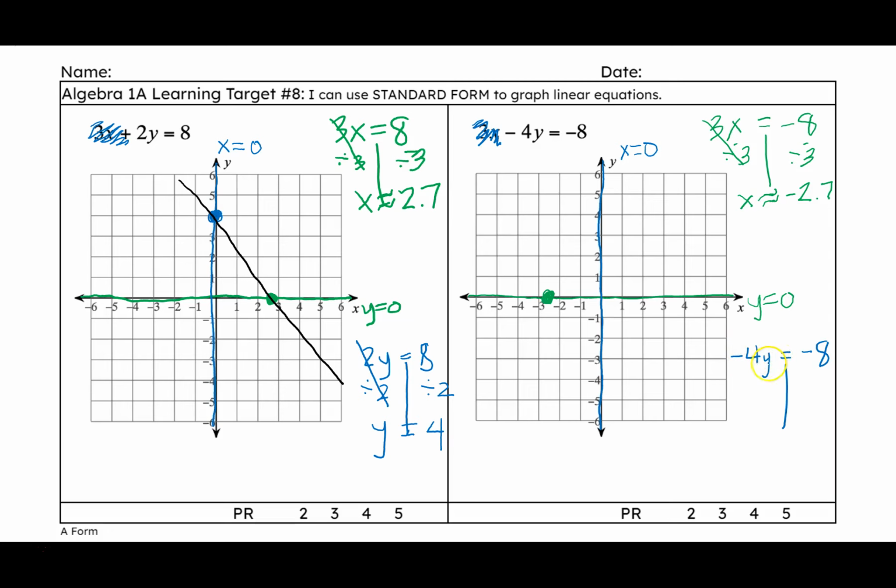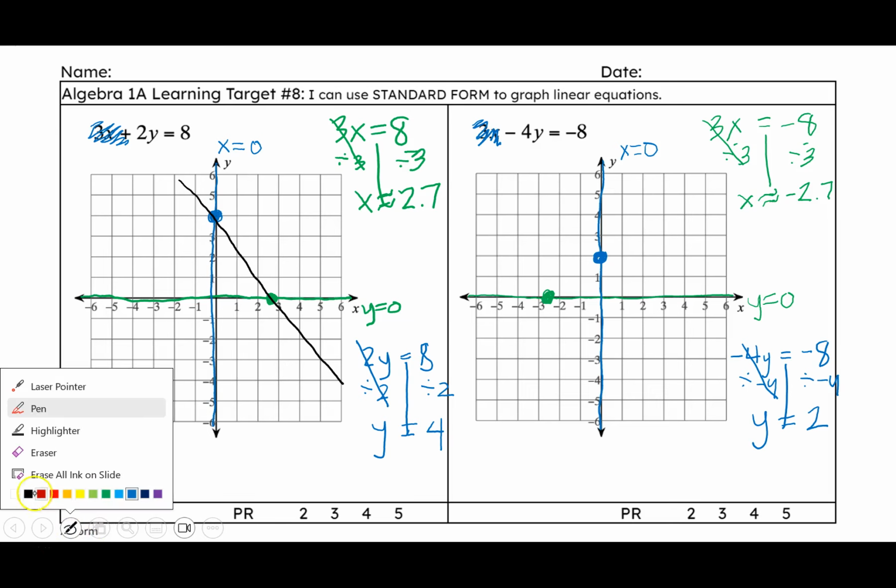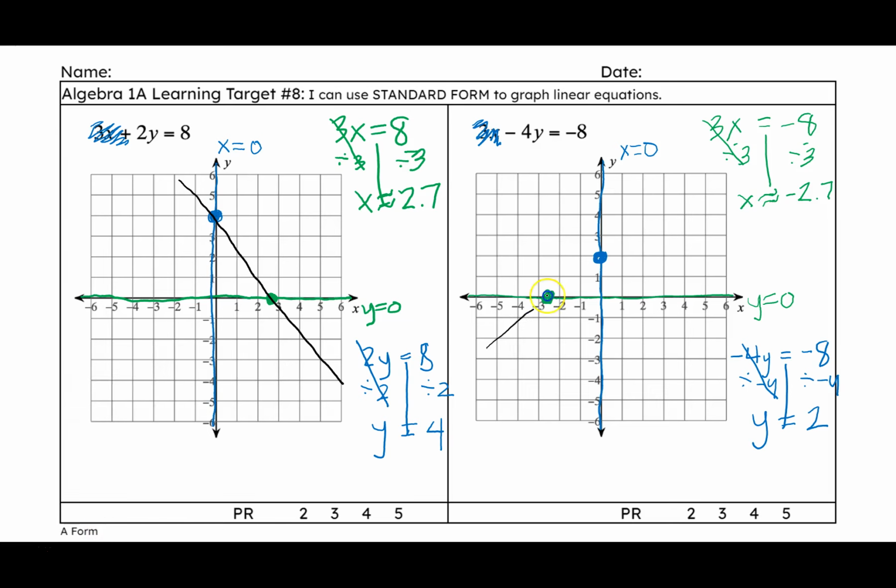I'm not going to add 4 because the negative 4 and the y are being multiplied together. So I need to undo by dividing by negative 4. And I'll do that to both sides. All right, y is going to equal negative 8 divided by negative 4, which is 2. So on my y-axis, I'm going to put a point right here at 2. There's my y-intercept. And I've got 2 points. 2 points to find a line. That's all I need. It's going to look something like that.